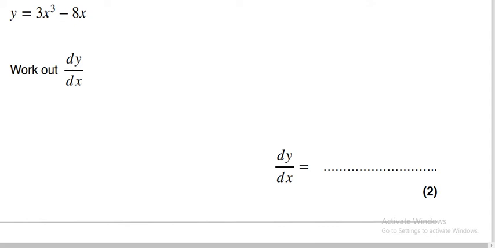First question, y equal 3x to the power of 3 minus 8x. Find dy by dx. Here we can see that we want to find the first derivative for the variable y with respect to x. We have to pay attention to some points before differentiating, or before using the fundamental rule of differentiation, which is multiply by the power, subtract 1 from the power.